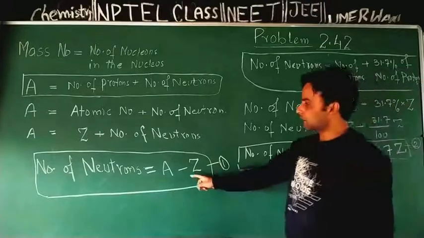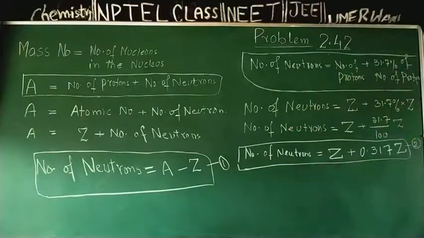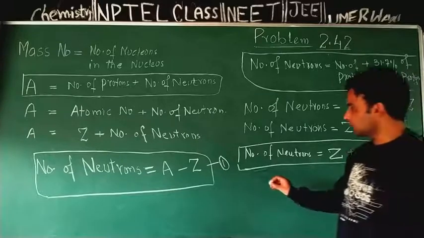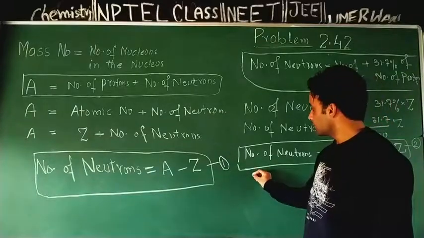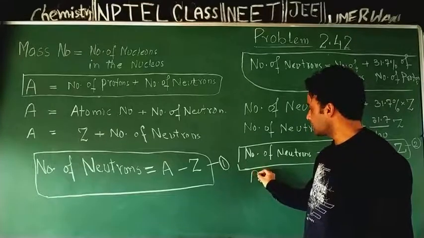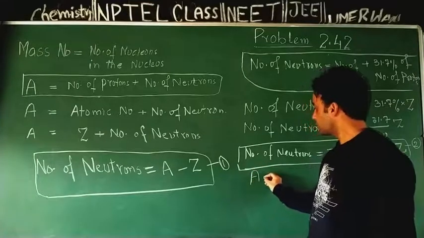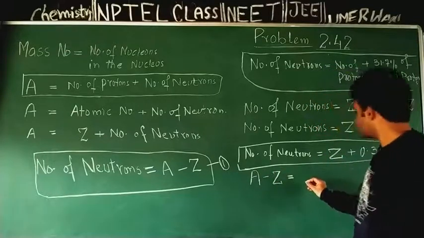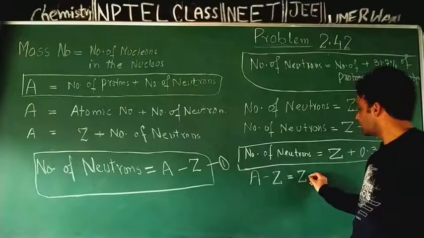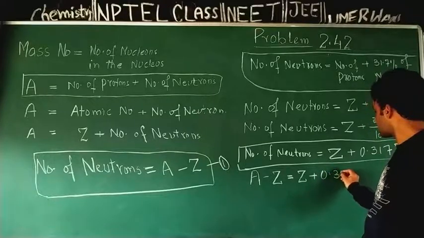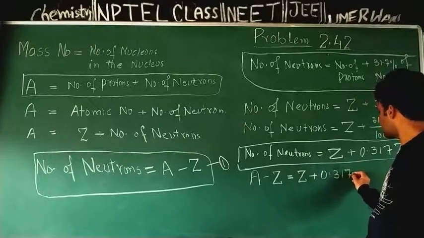Equation first gives number of neutrons, equation second also gives number of neutrons. If I compare equation first and equation second, LHS side is same, so I can easily equate RHS side from first and second. I can write A minus Z is equal to Z plus 0.317 Z.